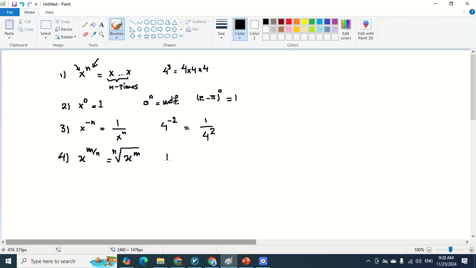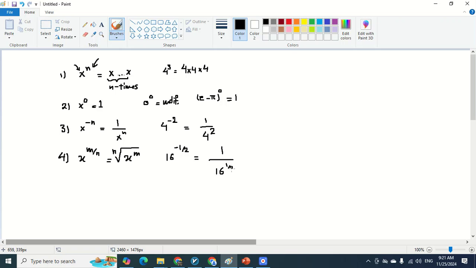For instance, if we have 16 to the power of minus half and we want to calculate it, first of all the exponent is negative. To make it positive, we should invert it as we said in part 3. So we have 1 over 16 to the power of half.